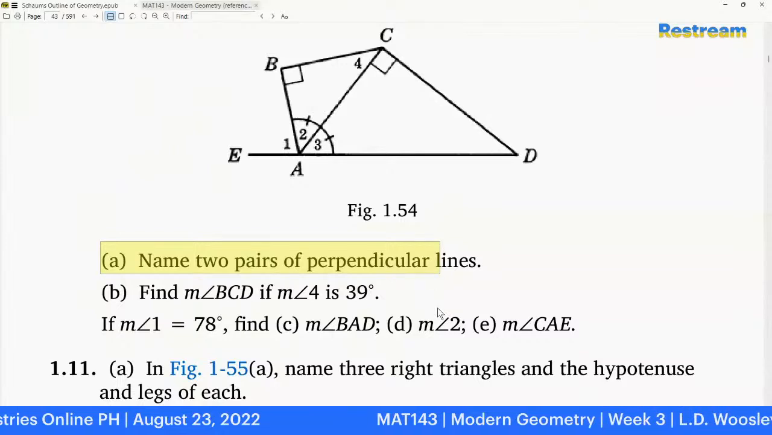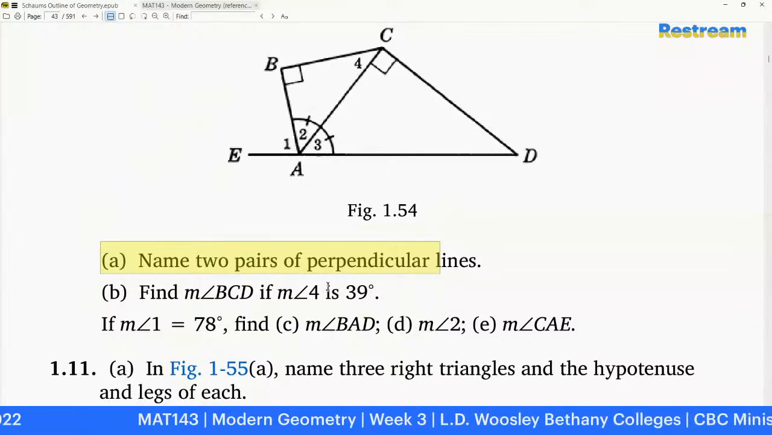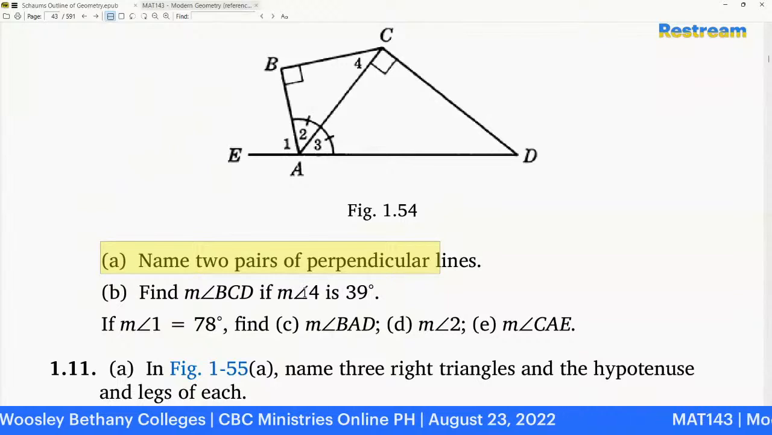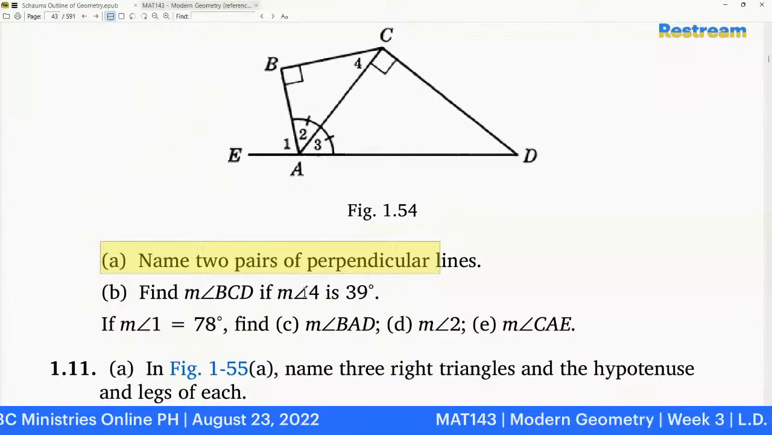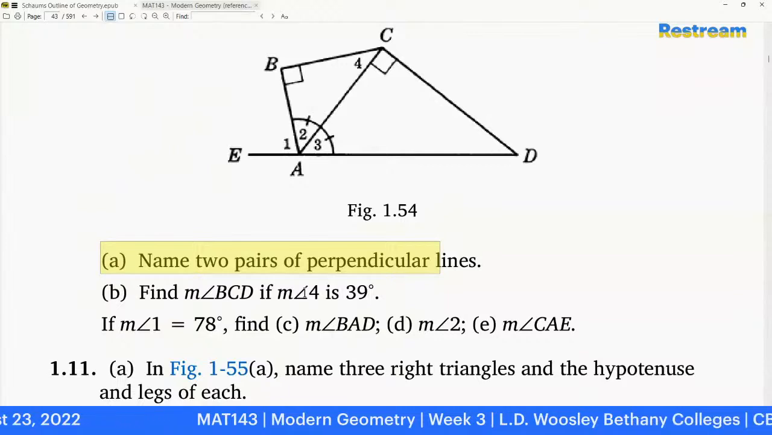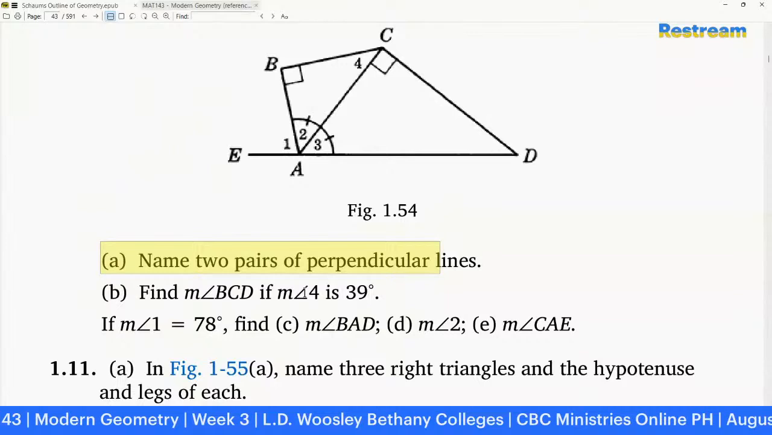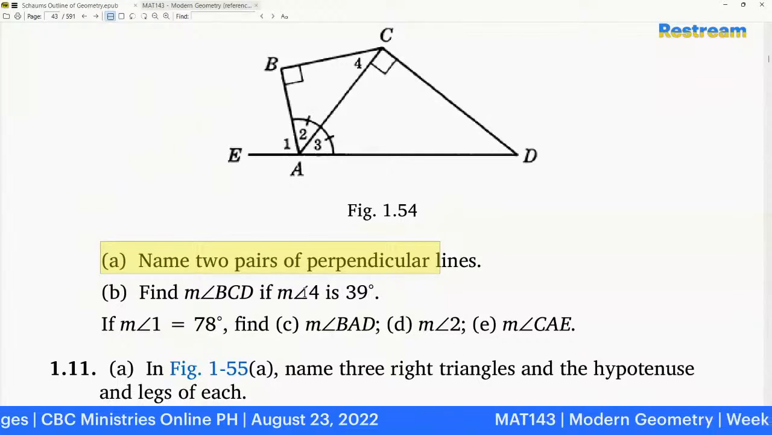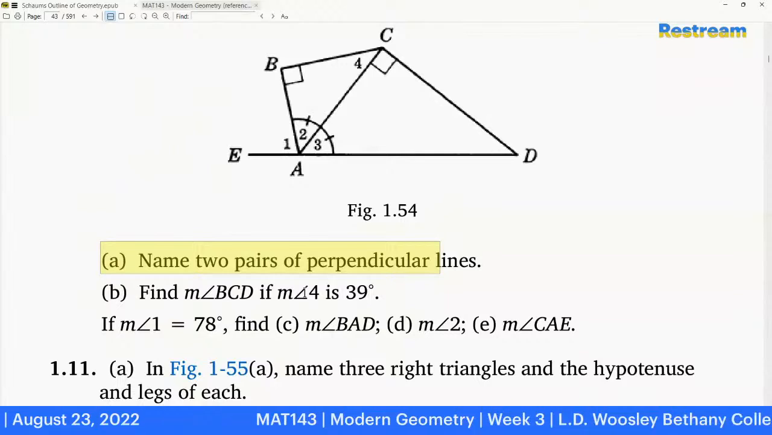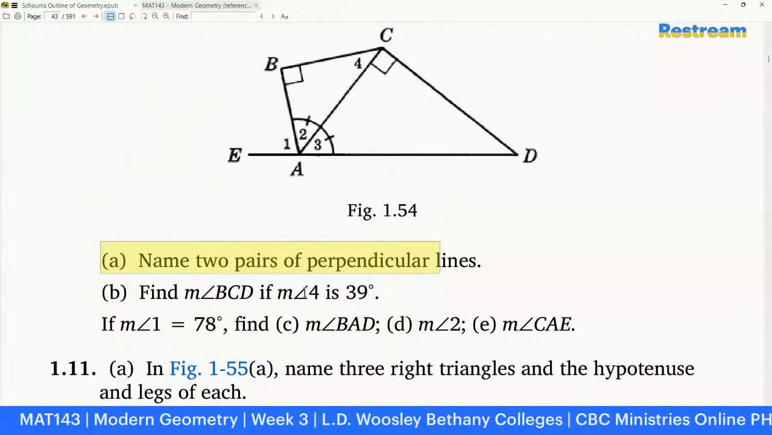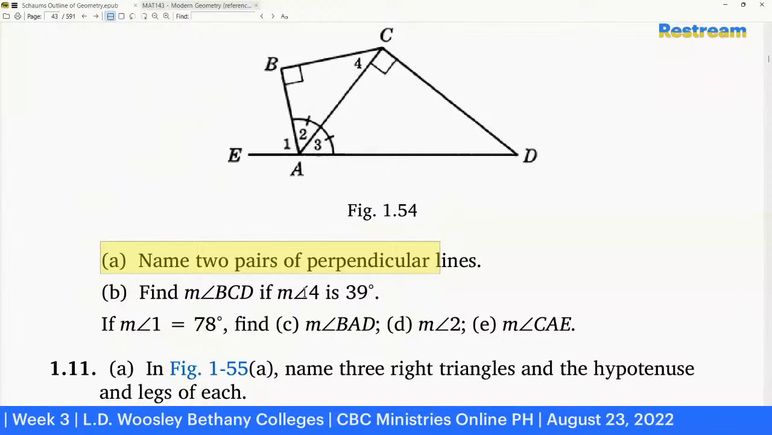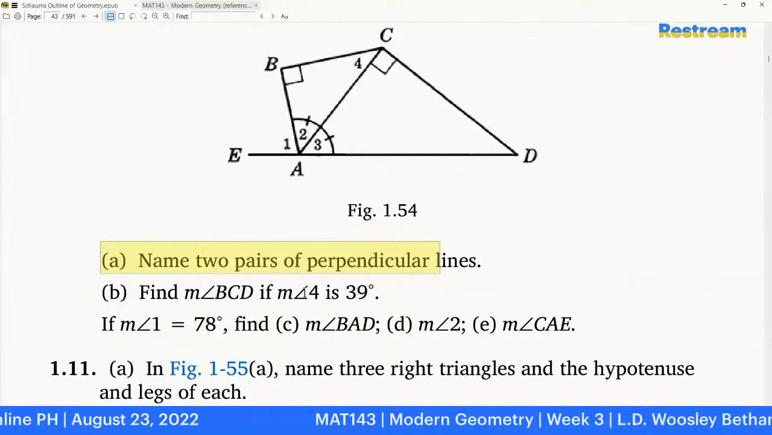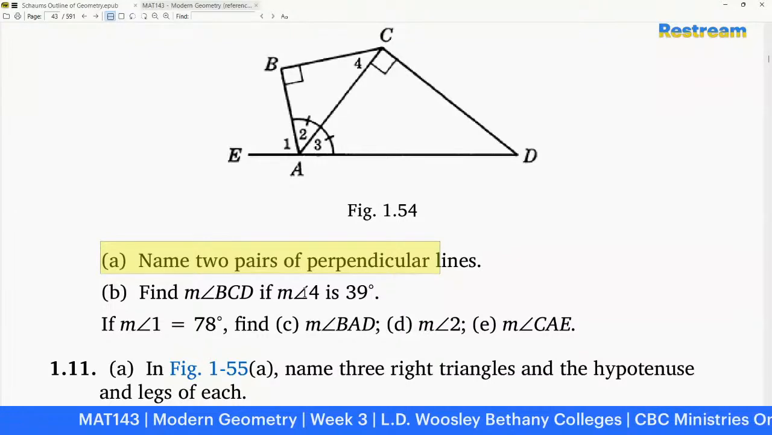Measurement of, sige, angle 2. Given yung 39 degrees ng angle 4 eh. So if angle 4 is 39 degrees, angle 2 is 51, sir. Angle 2 is 51 degrees. Correct.